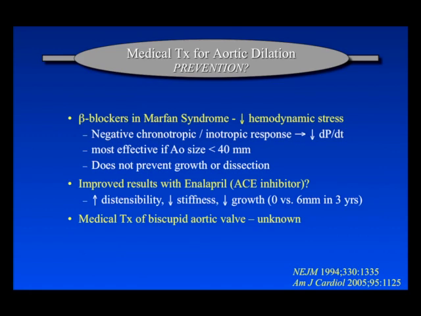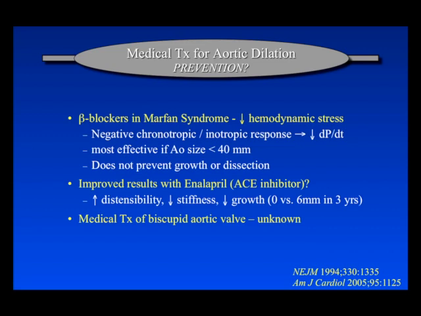Beta blockers have been used in Marfan syndrome to decrease hemodynamic stress. They've got a negative chronotropic and inotropic response. It's most effective, though, if they're started when the aorta is less than 40 millimeters in size. It does not prevent, though, growth or dissection.